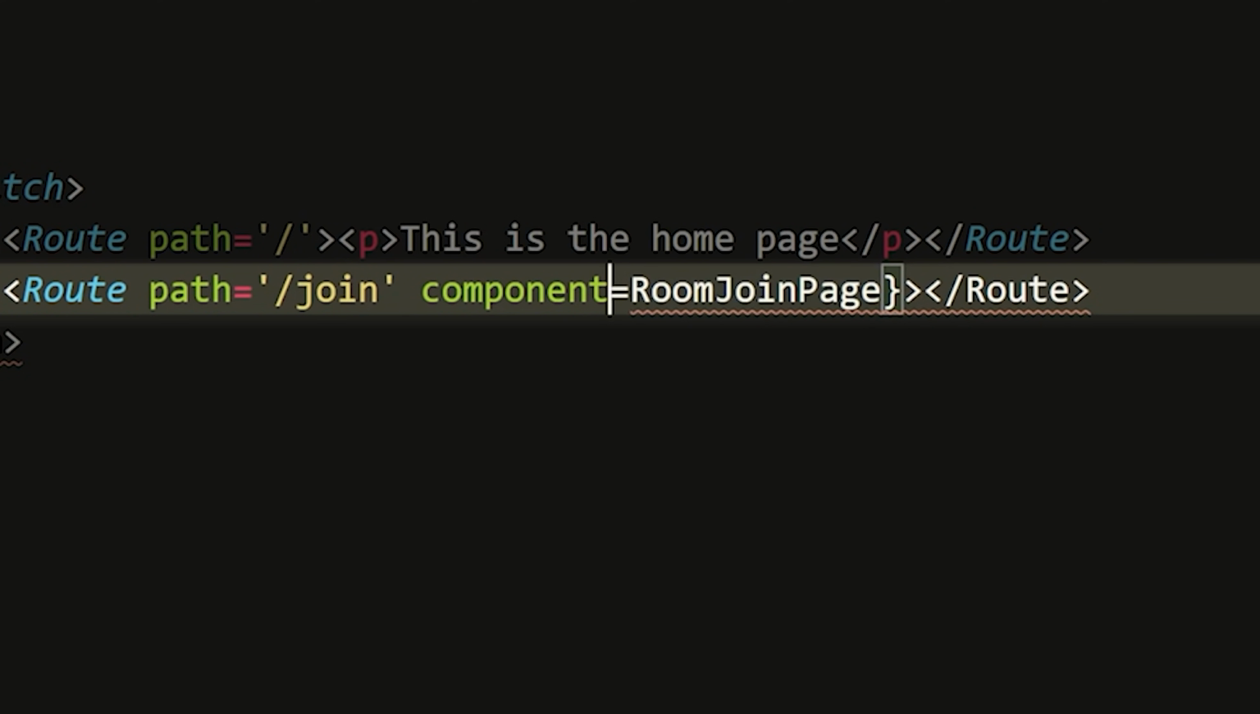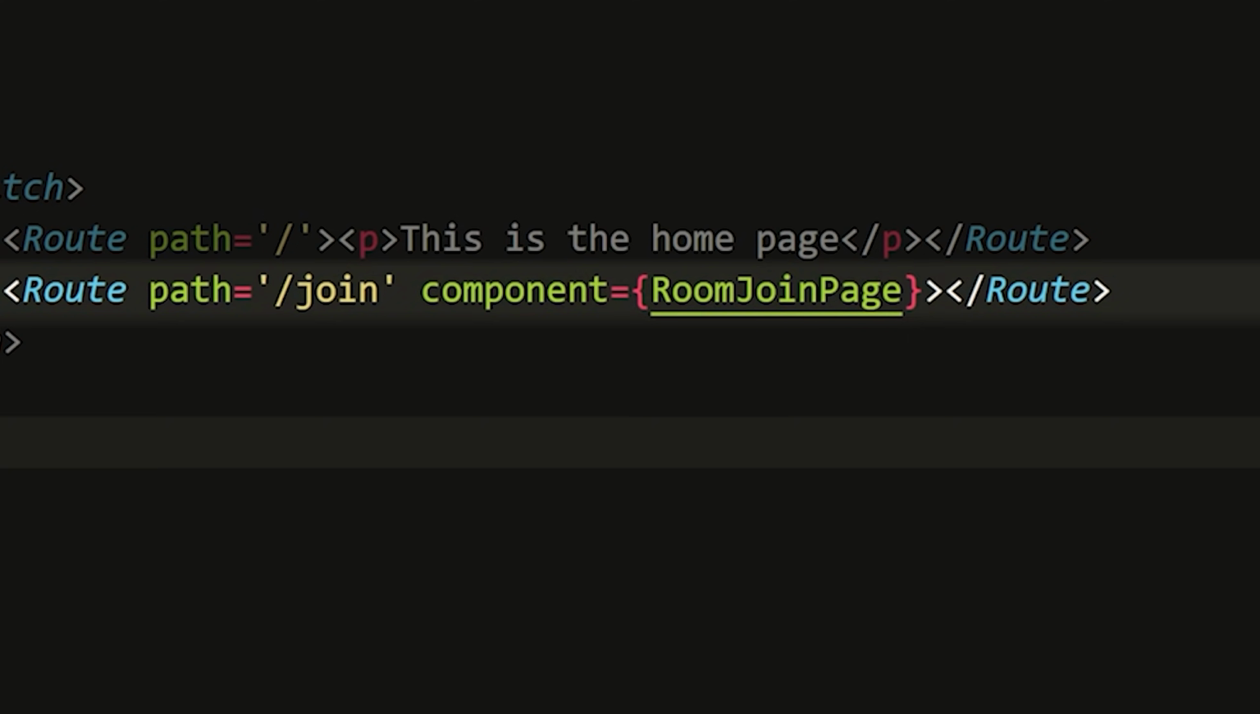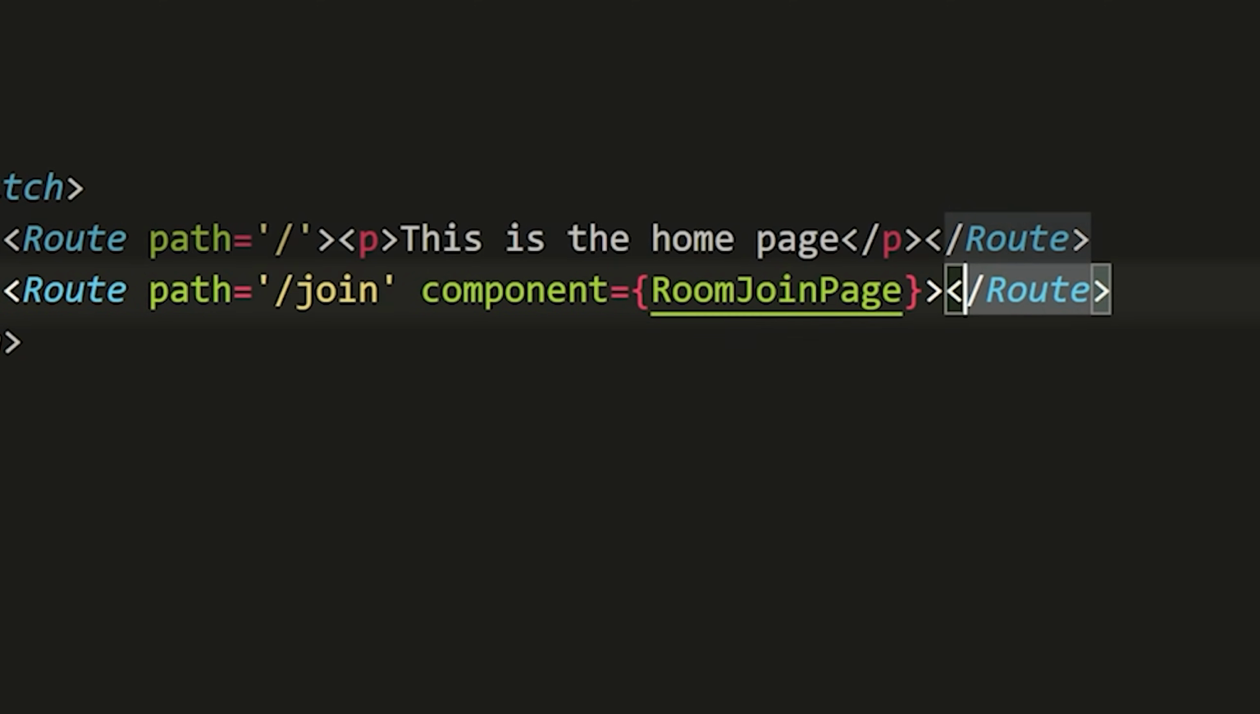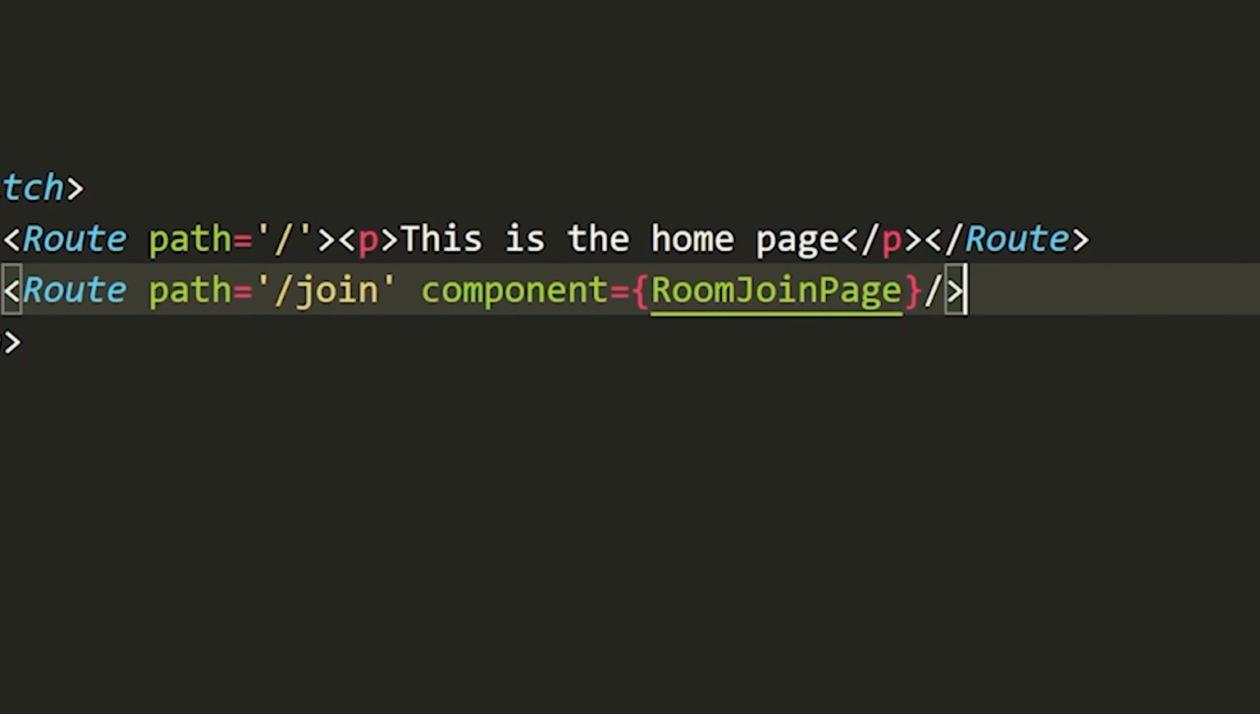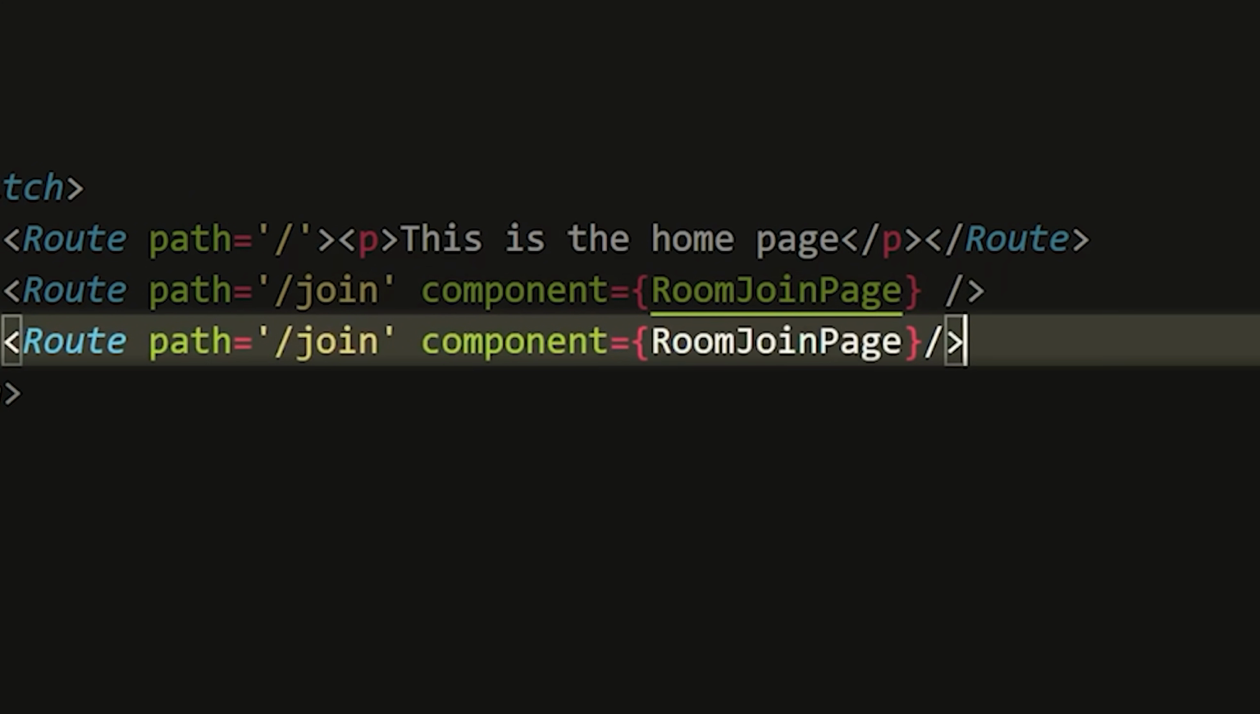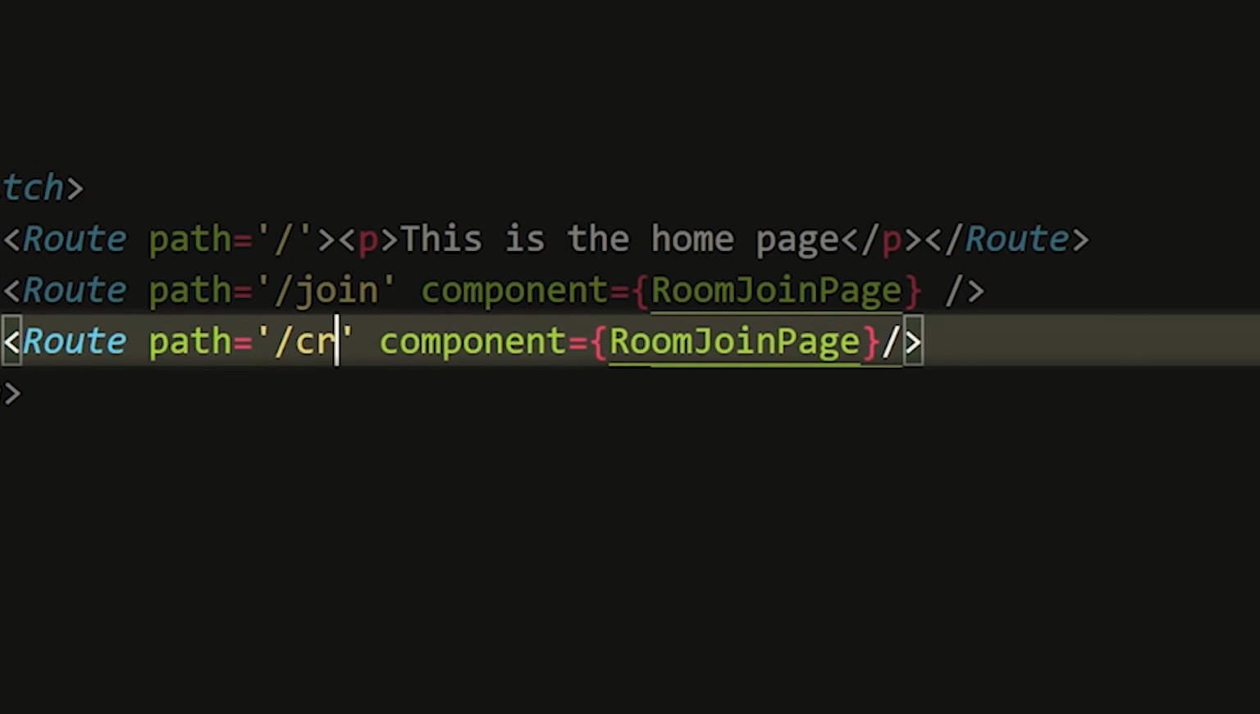We put it inside of our little squiggly brackets. Actually, do I need to put inside the squiggly brackets? Yeah, I think I do. And that will simply render the room join page if we go to /join in the URL bar. Again, I can simplify this by just adding the slash there, and we'll do the same thing now, except we'll do one for the create room page. So instead of /join, we'll say create, and then the component will be the create room page.